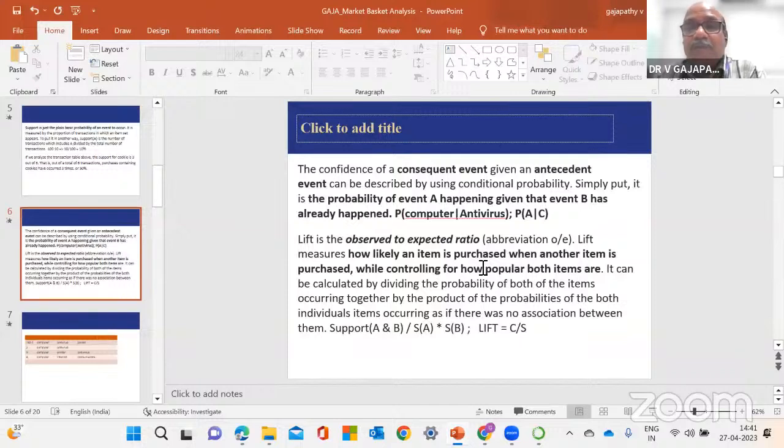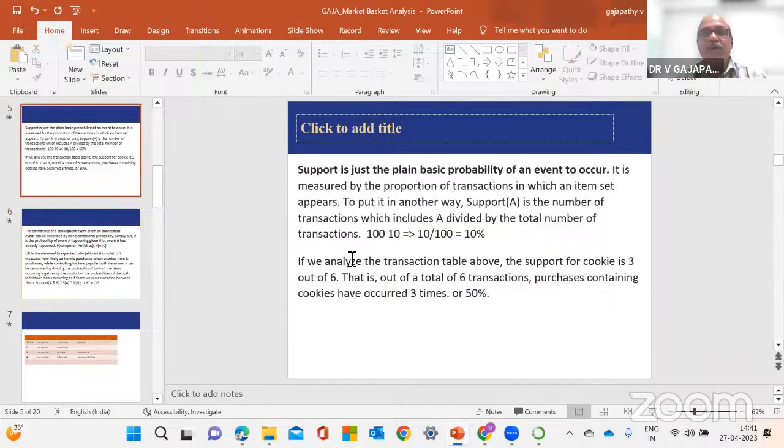So this is while controlling for how popular both items are. See, this is what I have highlighted here: how likely an item is purchased when another item is purchased, while controlling for how popular both items are. Now, my question is, you take the denominator like this, okay? If you have interaction between support A and support B, what is support A and support B? You see here, I'm going back. Here we need more understanding, full understanding, then only you will get the full idea about this. So you see here, support is this one.